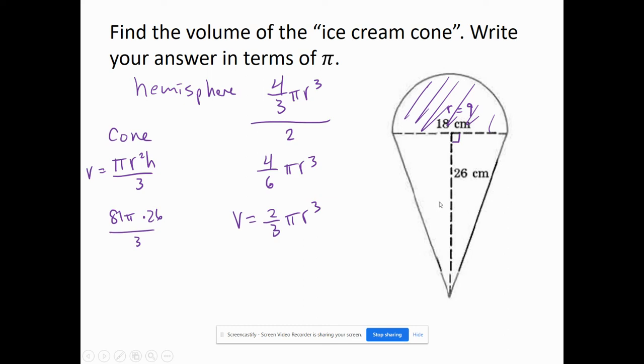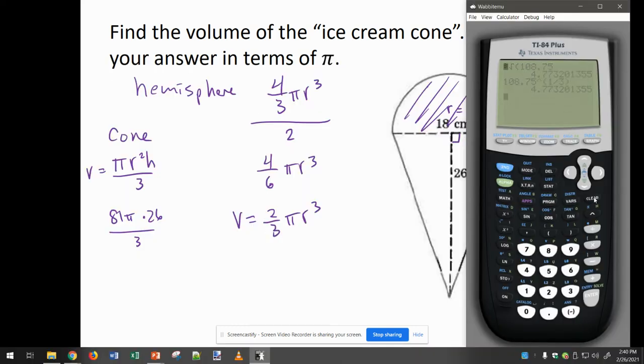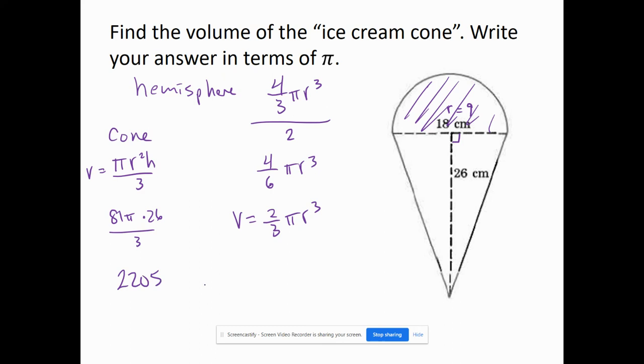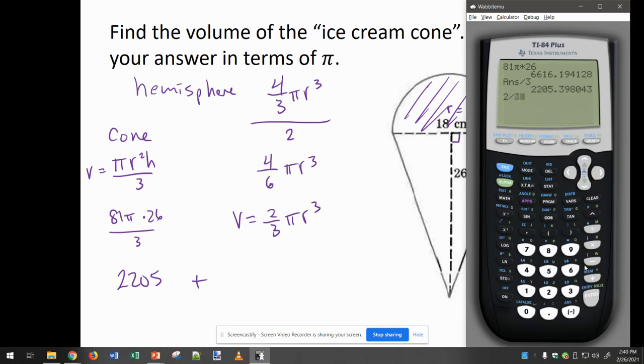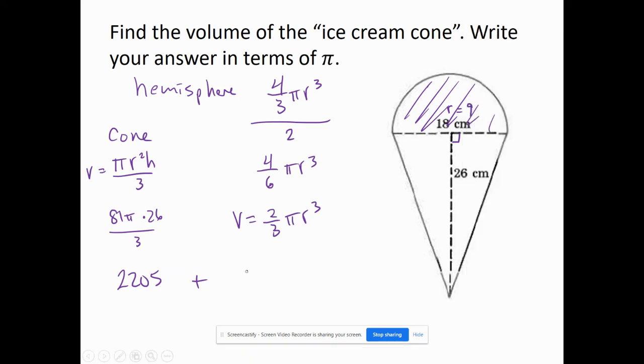Okay, so let's get out beast mode. I can just do it like this, 81 pi times 26, because we're going to get a decimal here, divided by 3. 2205, let's just say 2205 and keep that number in our calculator, plus 2/3 pi r cubed. So all I have to do for this hemisphere is 2/3 times pi times 9 to the third power. Bam, 1526.8. Let's just say 1526.8 because I don't want to round.